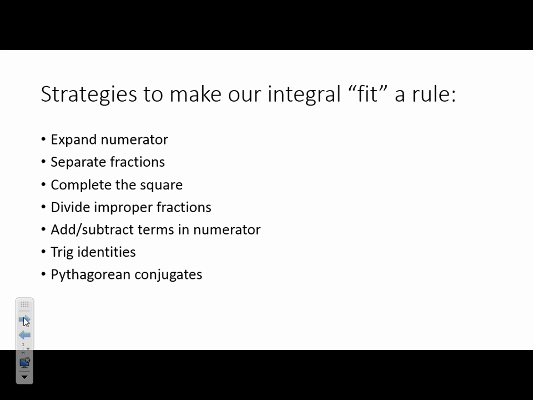What do I mean by a Pythagorean conjugate? Is this like 1 minus sine, cosine? Right. If we had 1 minus sine of x, we can multiply by 1 plus sine of x, numerator and denominator, and then we could have trig identities help us out.